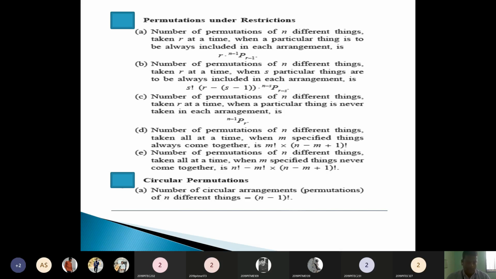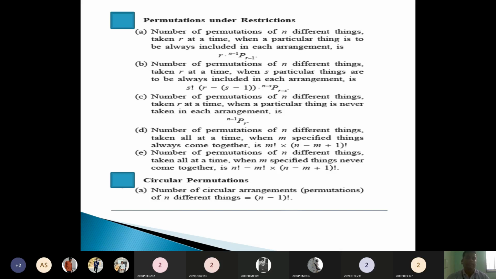Next, a few more different possibilities. We may not expect a direct problem. Some additional information, some restriction may be given in the problem. So for those kinds of cases, what will be the different cases of the problem? I mean permutation. The number of permutations of n different things taken r at a time, where a particular thing is always included in each arrangement, is r into n minus 1 P r minus 1. I mean not r, that is 1.